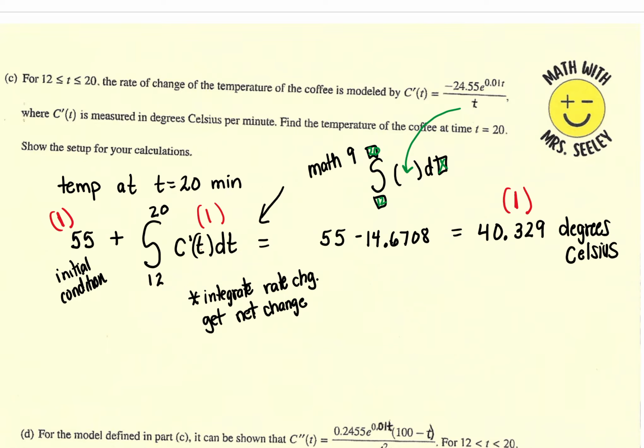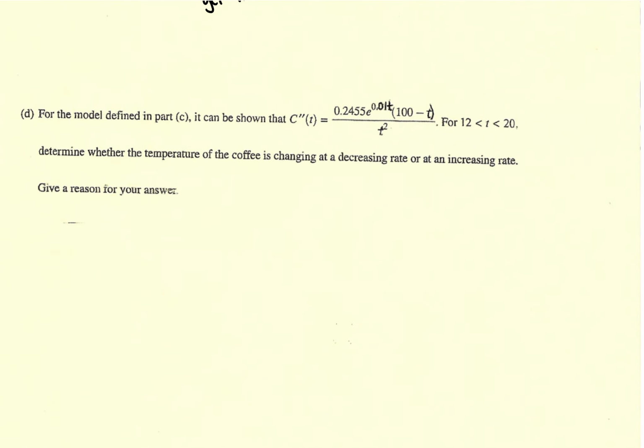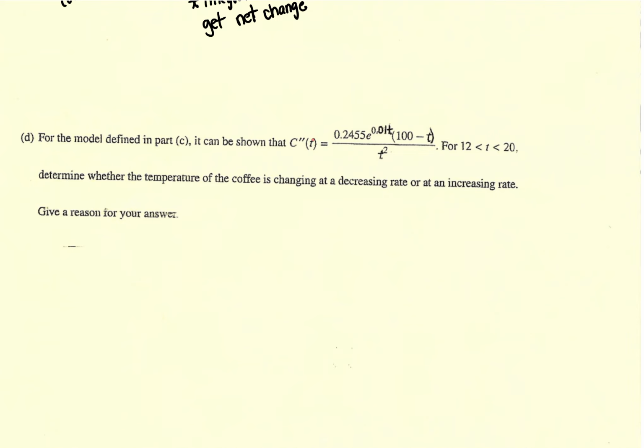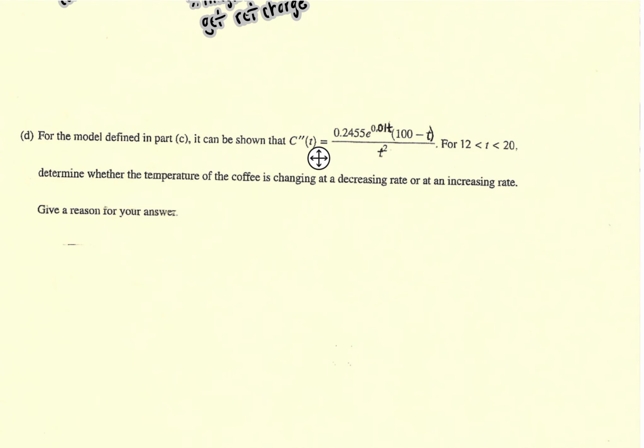All right, then the last part says this. For the model defined in part C, so right here, what we just did, it's shown that the second derivative is equal to this from 12 to 20. And so the question says, determine whether the temperature of the coffee is changing at a decreasing rate or an increasing rate. So we want to know the rate of temperature change, is it increasing or decreasing? Is the rate increasing, which is the derivative? So we need to know if that derivative is positive or negative.